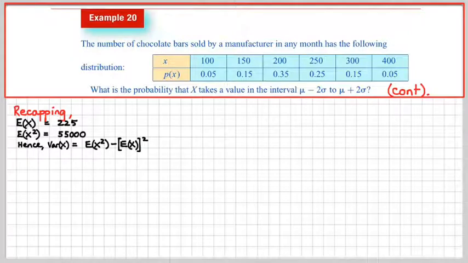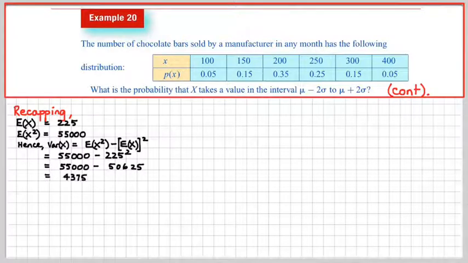So it looks like it's 55,000 minus 225 all squared, and I have no idea what 225 squared is, but I'm about to find out. There it is. Wow. So what does that come to? That comes to 4,375. Now, what have we just calculated, guys? Well, we've calculated the variance of x.